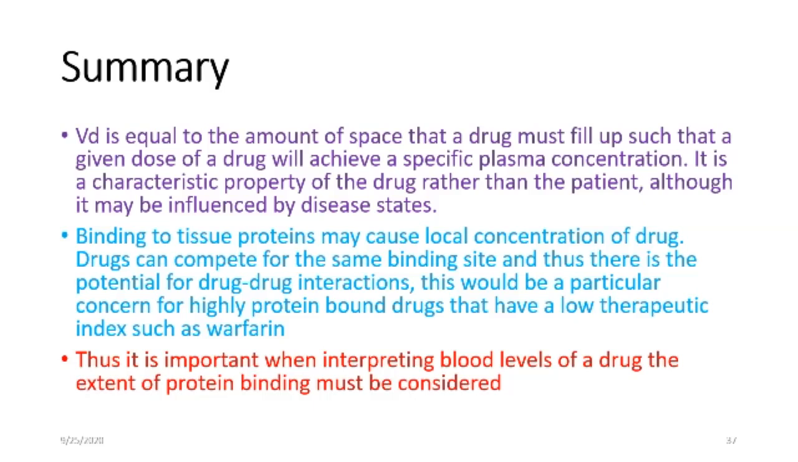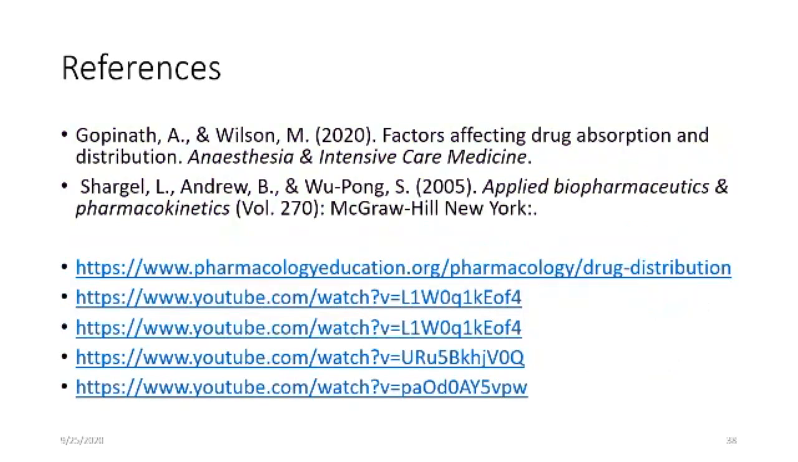Binding to tissue protein may cause local concentration of the drug, and drugs can compete for binding sites, and thus there's a potential for drug-drug interaction. This would be of particular concern for highly protein-bound drugs that have a very low therapeutic index, for example, warfarin. It is very important, therefore, to interpret blood levels of a drug. When interpreting drug levels, the extent of protein binding must be considered.